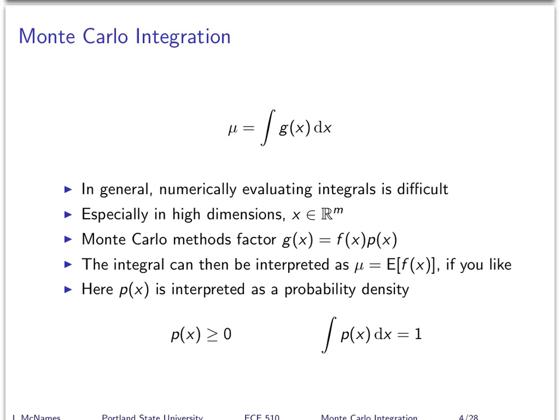So, again, p of x is a probability density function, which means it's got to be non-negative over all values, and the area, the integral of p of x, has to be equal to 1. And we'll actually drop that constraint later if we have time.